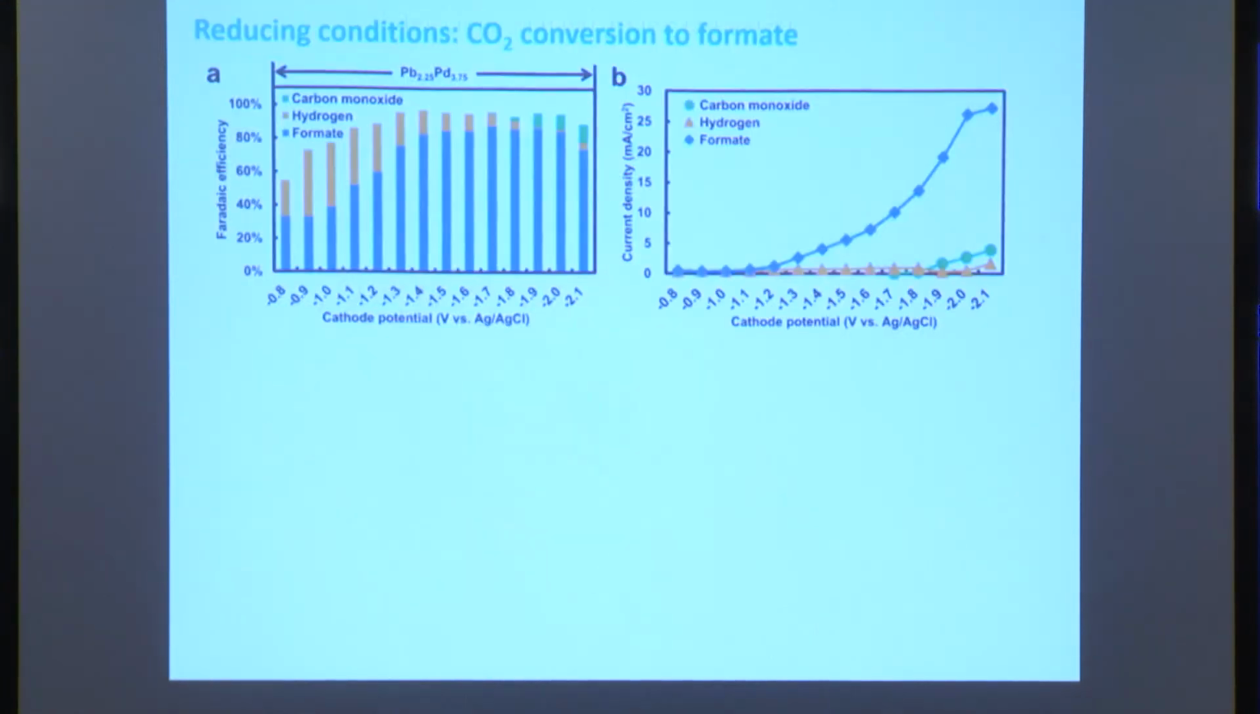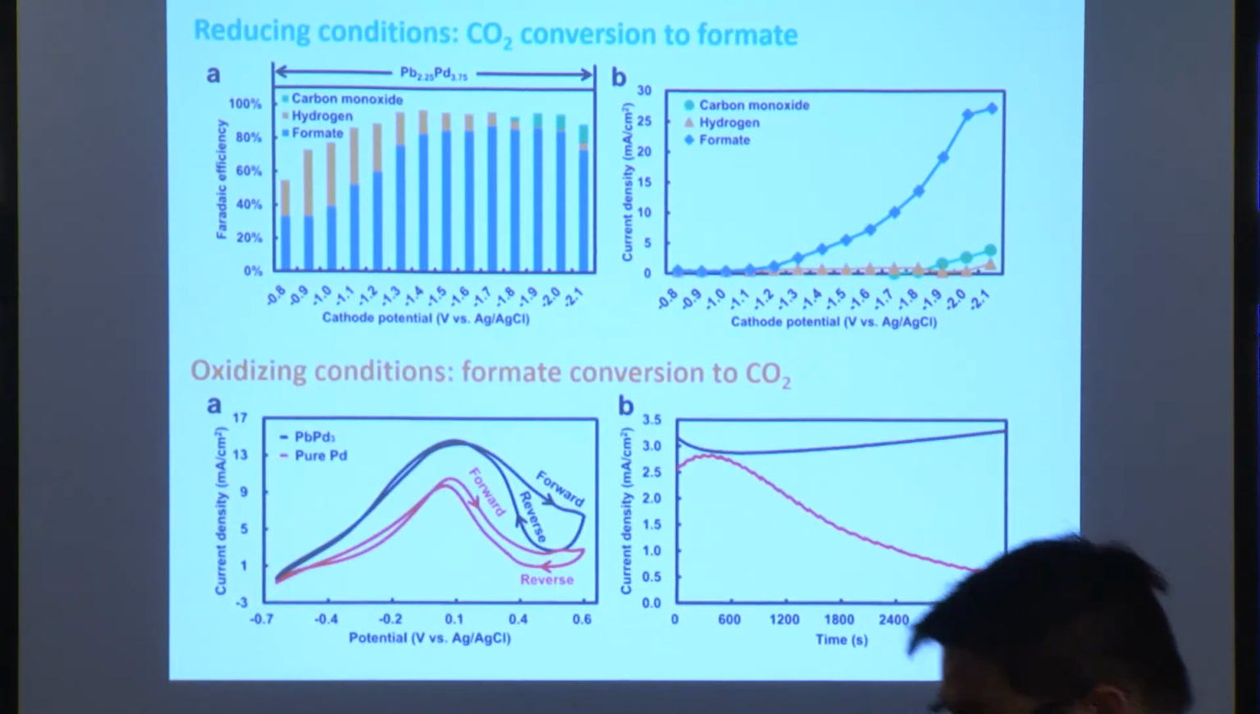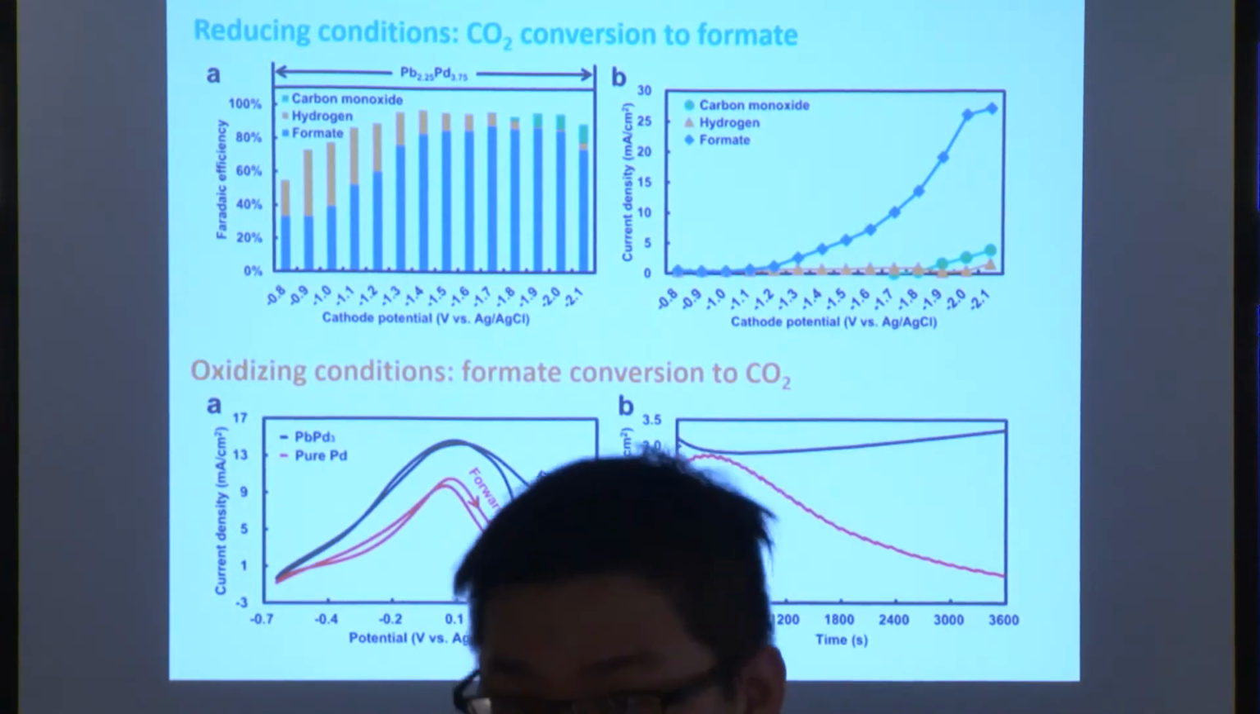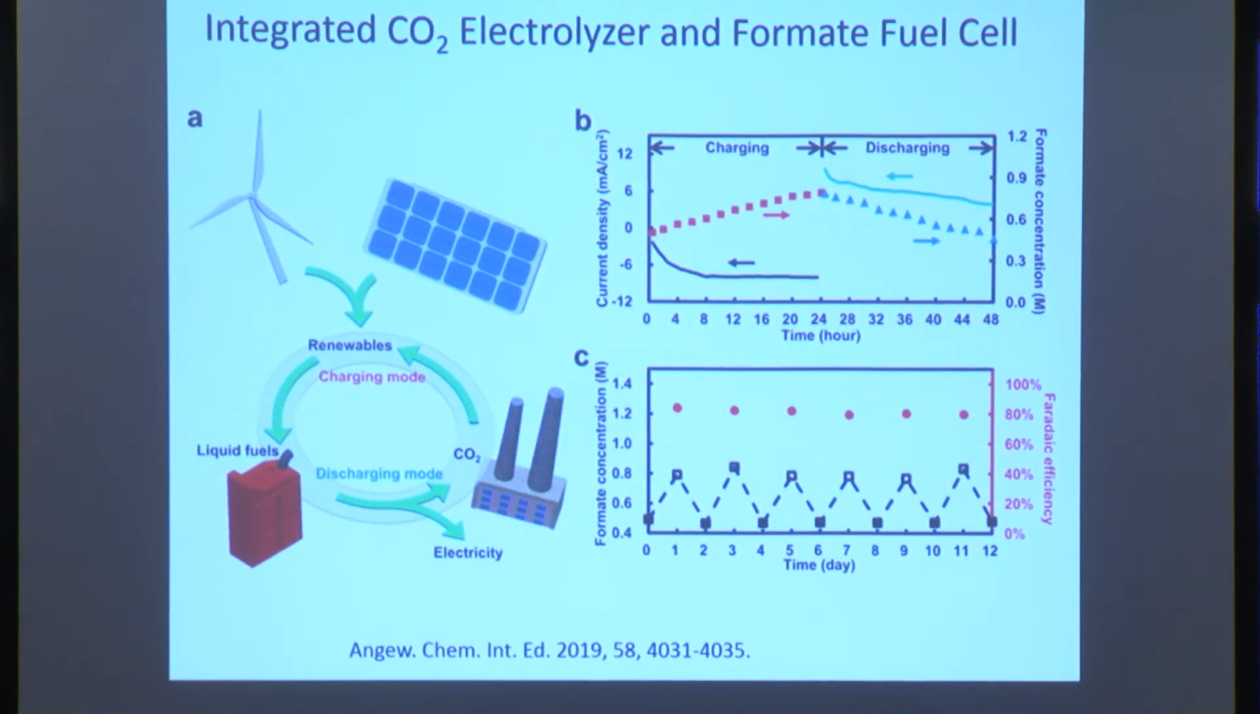Okay, now you look at this. This one is a lead-rich one, and it does CO2 reduction pretty selectively. And this one is a palladium-rich one, and it does oxidation of formate back to CO2, and it's more stable compared to pure palladium because there's some lead in there. Then you think this might not be so interesting. It converts A to B and then converts B to A, but it actually offers us a way of doing some energy storage.